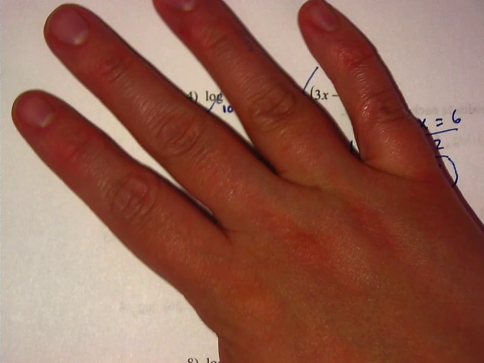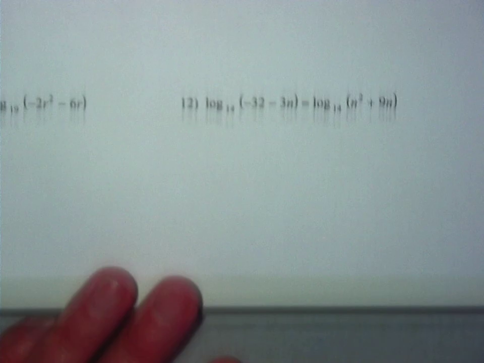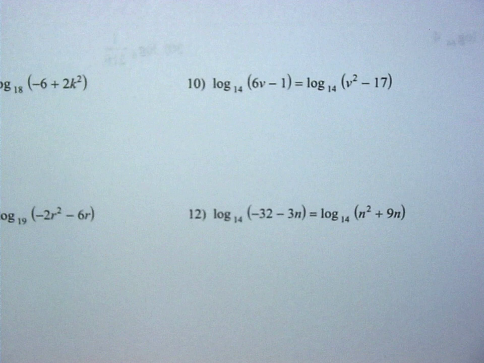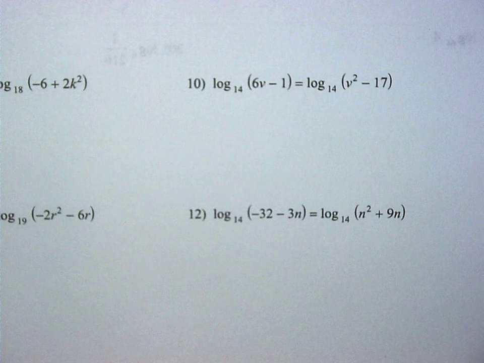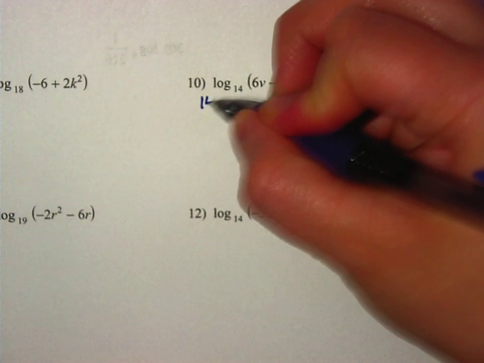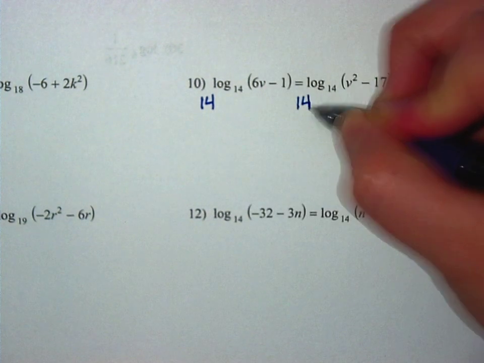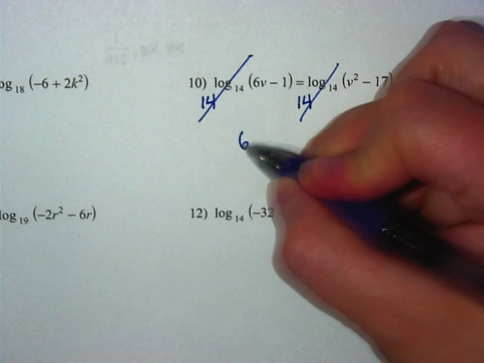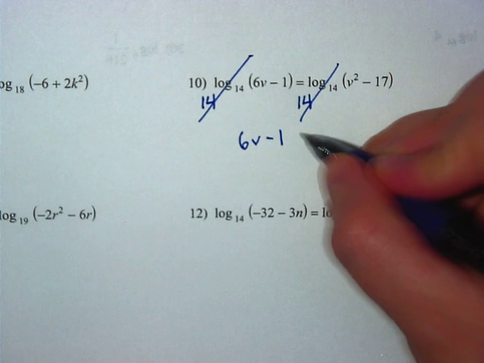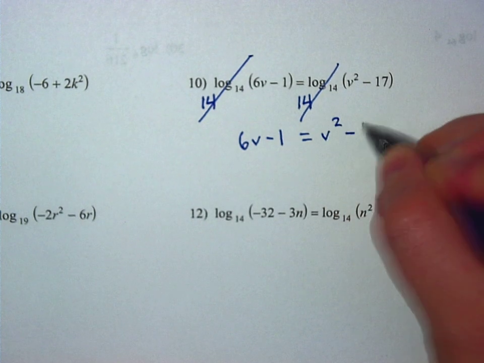Like, for example, let's go down to number 10. Log base 14 on both sides. How do I get rid of a log base 14? Put down a base 14 on both sides. Base 14, cancel, cancel. Now we've got 6v minus 1 equals v squared minus 17.